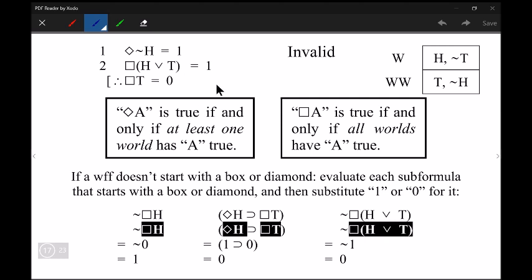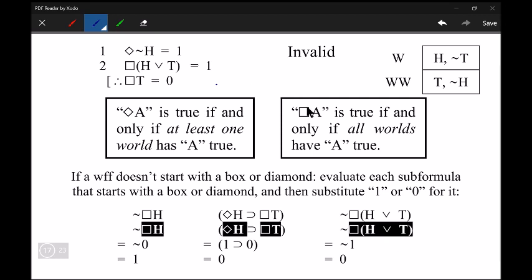Okay, so you have 2 possible worlds. In one, it's heads and not tails. In the other, it's tails and not heads. Now, Diamond A is true if and only if at least one world has A true. Recall, possible means true in some possible world. So let's say you have possible not H. How do you evaluate that? Is not H true in at least one of the worlds? It doesn't have to be true in both of them, just at least one. Yes, not H is true in this one. So possible not H is true.